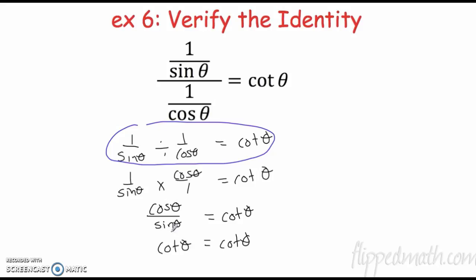And then I know that cosine theta over sine theta is cotangent theta, and we are good to go.